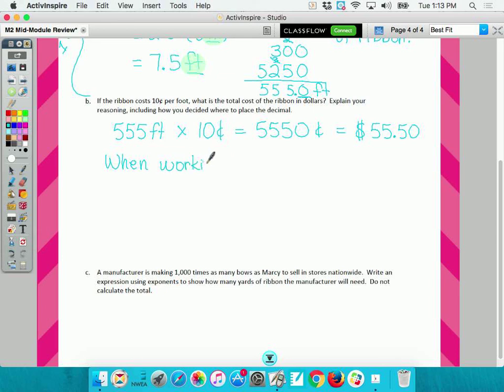When working with money, you should use hundredths place. Make sense?